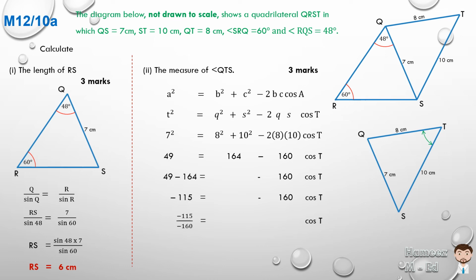If I want T alone, carry the cos across. The opposite of cos will be arc cos or inverse cos or cos inverse, different ways of saying the same thing. Cos inverse of minus 115 over minus 160 works out to be 44 degrees. Just make sure that your calculator is set in degrees.